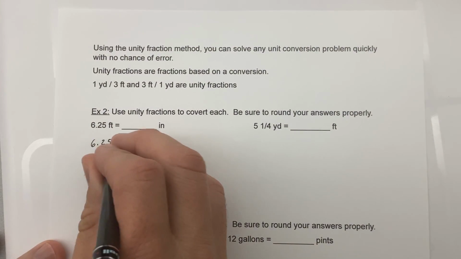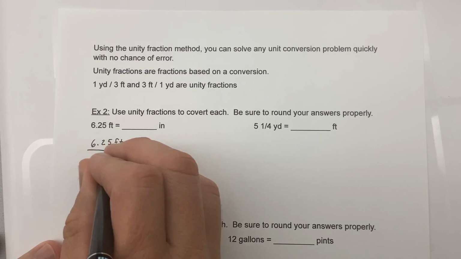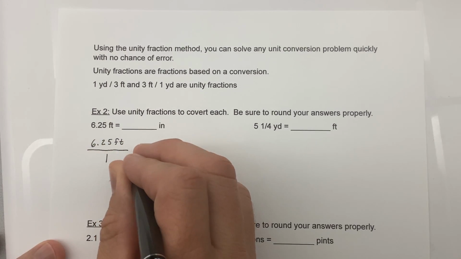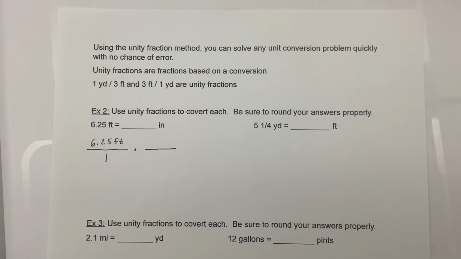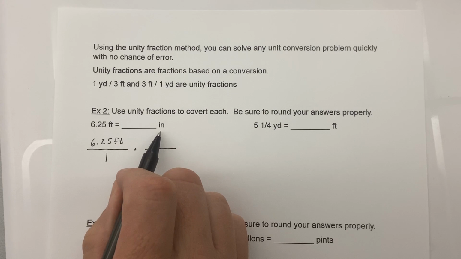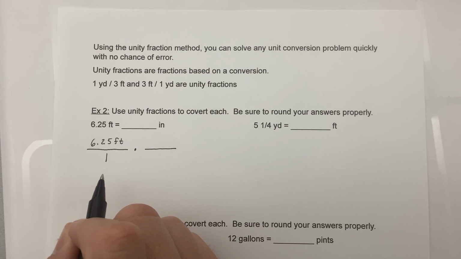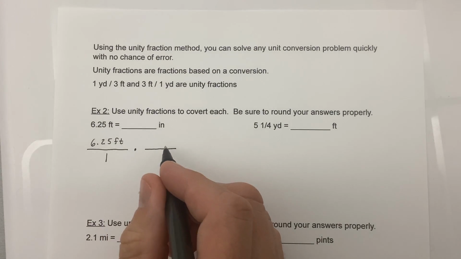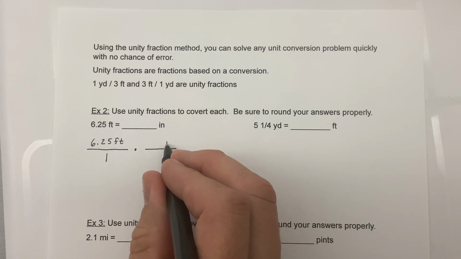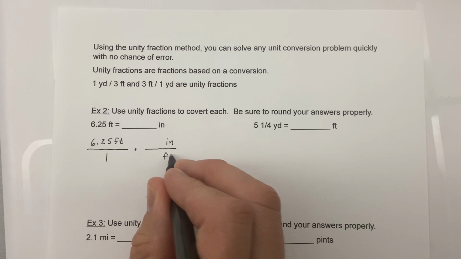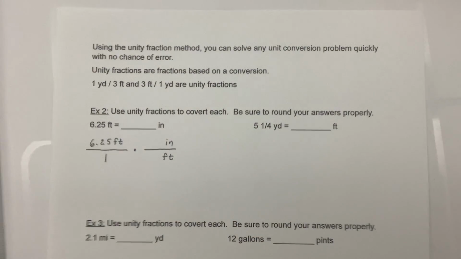6.25 feet. I'm going to start by putting the given information over 1. And now I know I need to multiply it by something. We are going from feet to inches. How many inches are in a foot? 12. And where does the inches label go? On top. It is going to go on top.